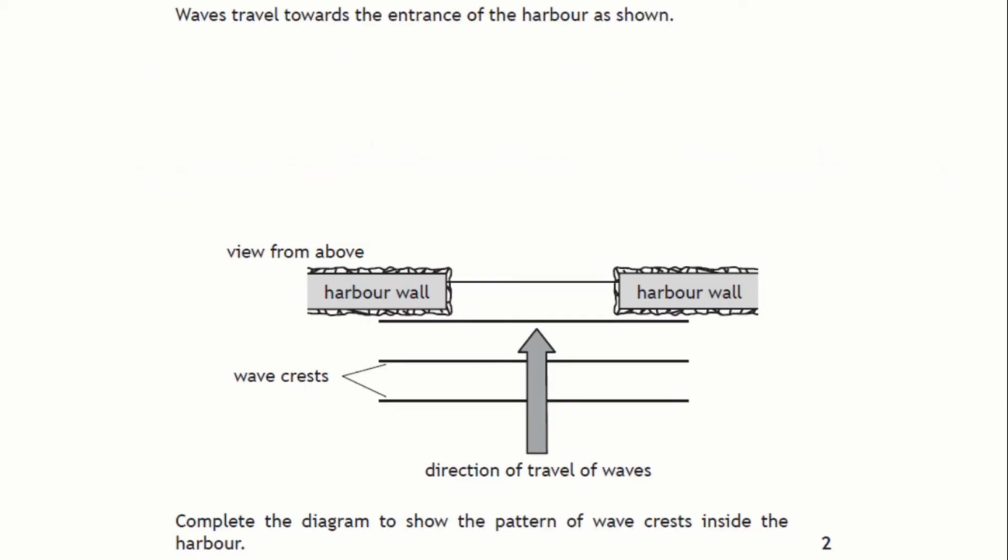Another quick example from the 2017 past paper. Waves travel towards the entrance of the harbour as shown, and you've got to complete the diagram to show the pattern of the wave crests inside the harbour. So again, nice straight lines passing through the gap, a consistent wavelength, and a slight curve to show the diffraction in behind the gap behind the harbour wall.